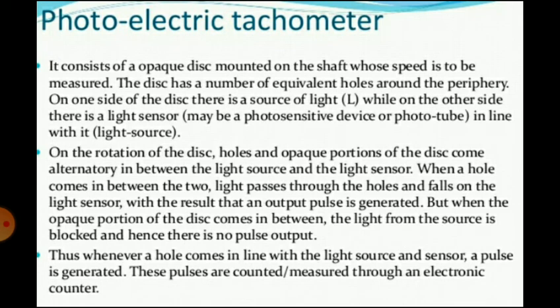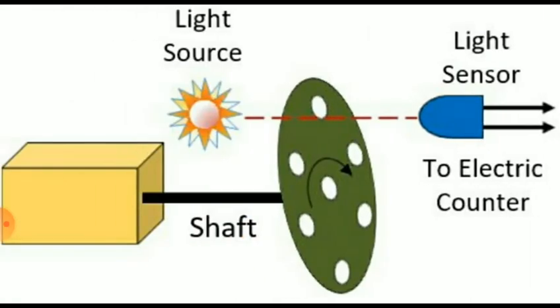Now this method of measuring the speed of rotation consists of mounting an opaque disc on the rotating shaft. The disc has a number of equidistant holes on its periphery. At one side of the disc, a light source is fixed, and at the other side of the disc, a light sensor is placed. You can see in the diagram, on one side there is a light source, and on the other side there is a sensor placed.